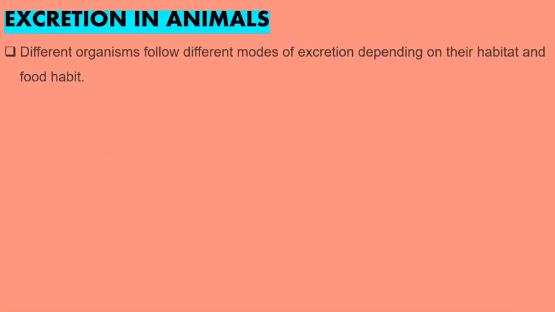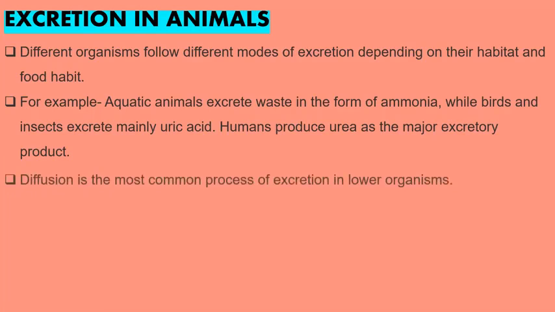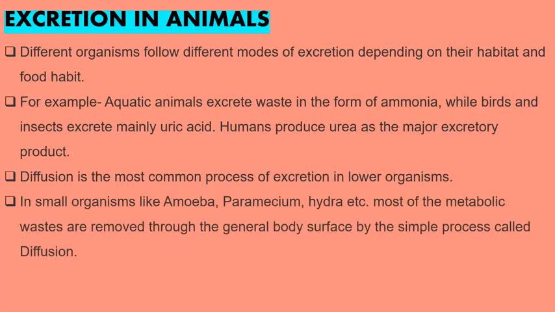Different organisms follow different modes of excretion depending on their habitat and food habits. For example, aquatic animals excrete waste in the form of ammonia, while birds and insects excrete mainly uric acid. Humans produce urea as the major excretory product. Diffusion. Diffusion is the most common process of excretion in lower organisms. In small organisms like amoeba, paramecium, hydra, etc., most of the metabolic wastes are removed through the general body surface by the simple process called diffusion.